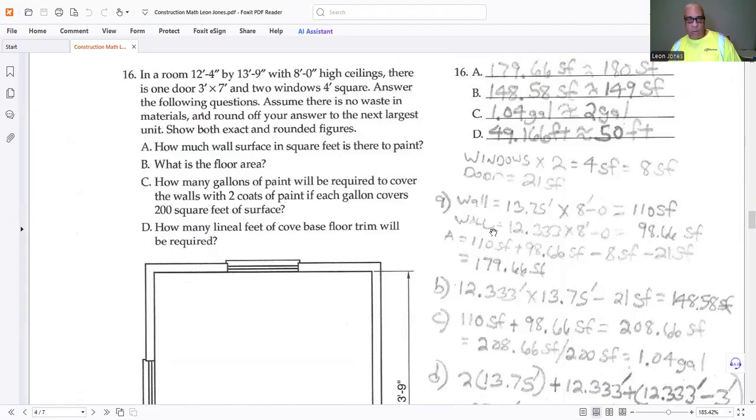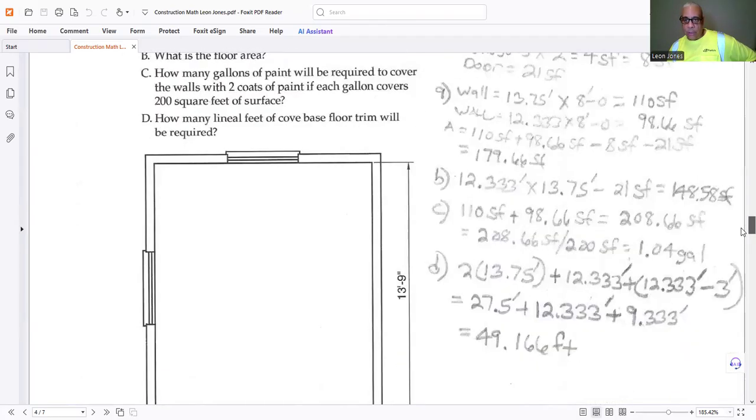Then I took another wall, 12.33 by 8, and I got 98.66 square feet. And then what did I do? High ceilings. I subtracted the ceilings, and I also subtracted the windows, and I got 179.66 square feet. Did the same thing for the next one. Sometimes you have areas and then you're going to have to deduct something like a window. Window is 21 square feet. Same thing I did here.